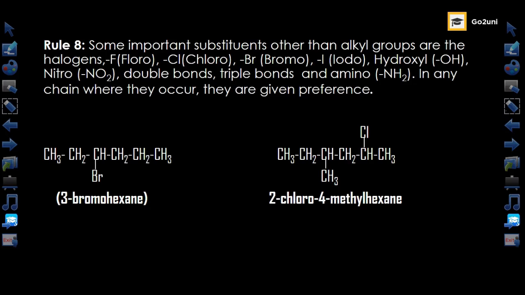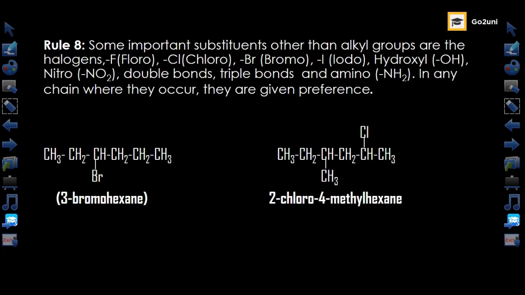Then we also have other functional groups like hydroxyl group, OH, nitro group, NO2. There could be double bonds. We can also have triple bonds, and even the amino group. So the rule says some important substituents other than the alkyl groups are the halogens, the hydroxyl, nitro, double bonds, triple bonds, and amino group. In any chain where they occur, they are given preference. So wherever we have these functional groups or important substituents in a chain, they are given preference.